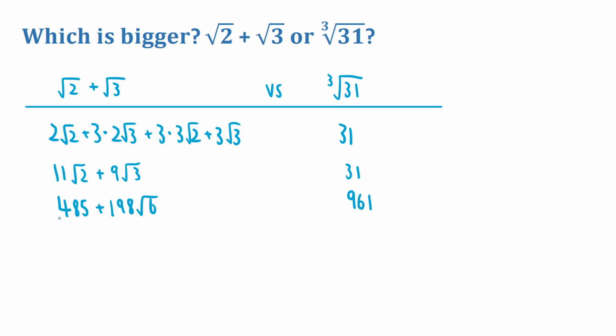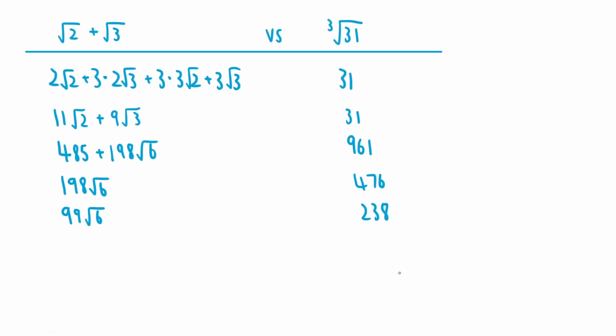If we subtract 485 on both sides, we are now comparing 198 square root of 6 with 476, and we can divide both sides to get 99 square root of 6 on the left-hand side and 238 on the right-hand side. If we square both sides again, we end up with 9,801 times 6 on the left-hand side and 56,644 on the right-hand side.